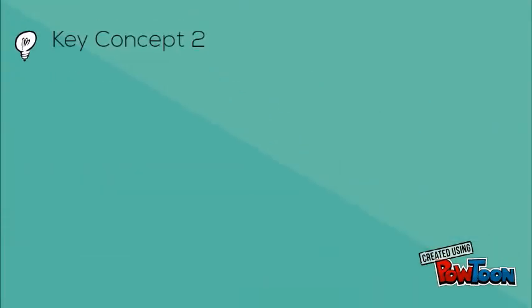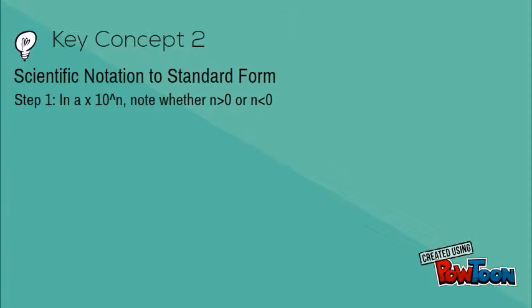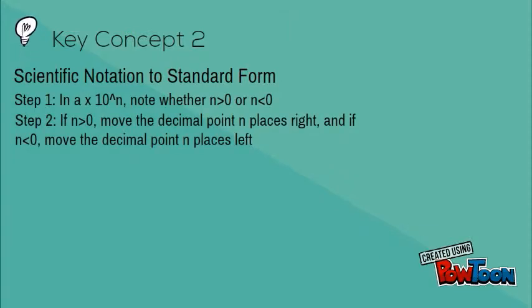Key concept number 2. Scientific notation to standard form. Step 1. In a times 10 to the n, note whether n is larger than or smaller than 0. Step 2. If n is larger than 0, move the decimal point n places right, and if n is smaller than 0, move the decimal point n places left. Step 3. Insert zeros as needed.